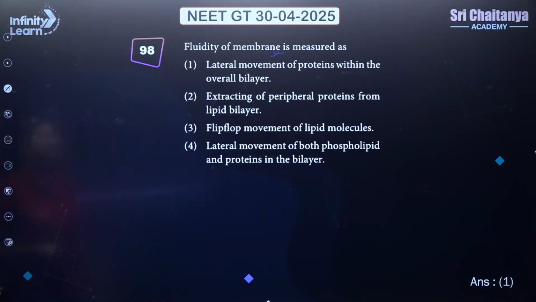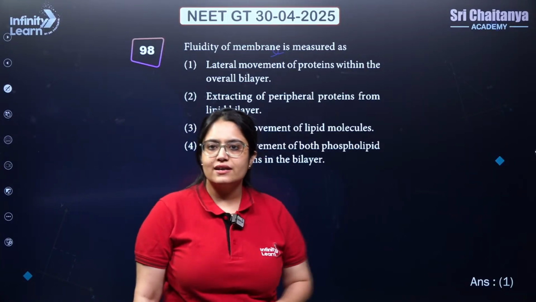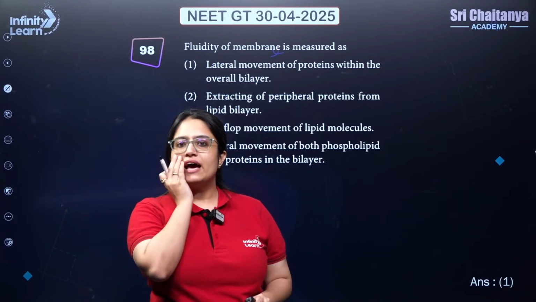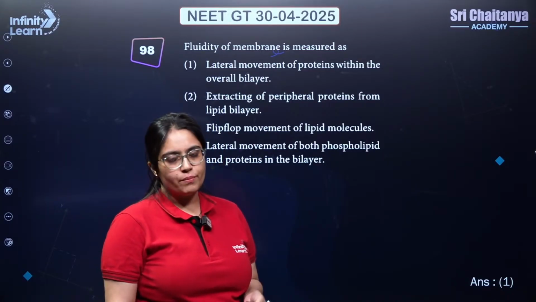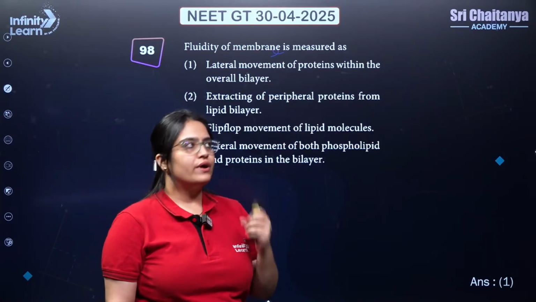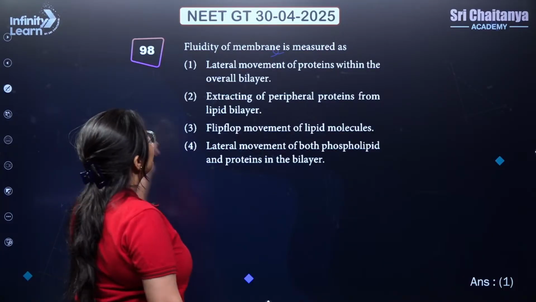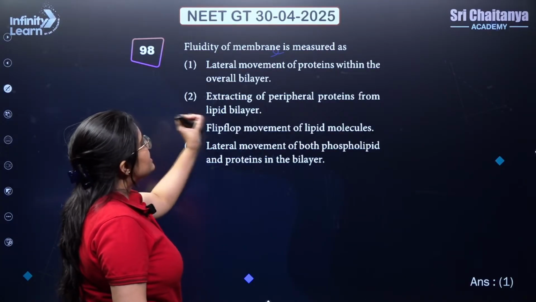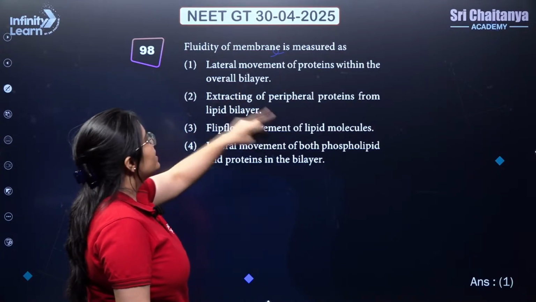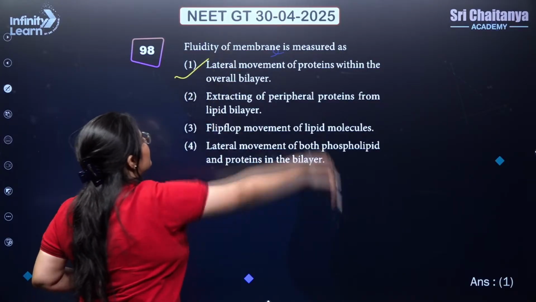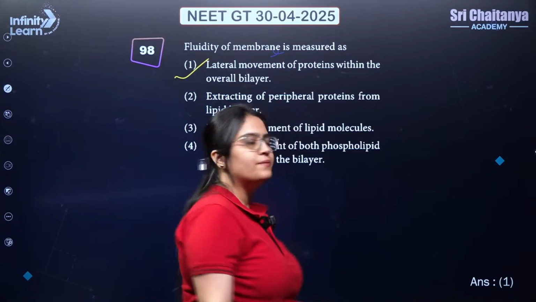Fluidity of membrane is measured as, this is again from your NCERT, right? Cell the Unit of Life, eukaryotic cell, from your cell membrane topic, where they have mentioned the fluid mosaic model. This is also directly from your NCERT. Fluidity of membrane is measured as lateral movement of proteins within the overall bilayer. So answer is 1. Clear? Give me a thumbs up if this much is clear. Next.